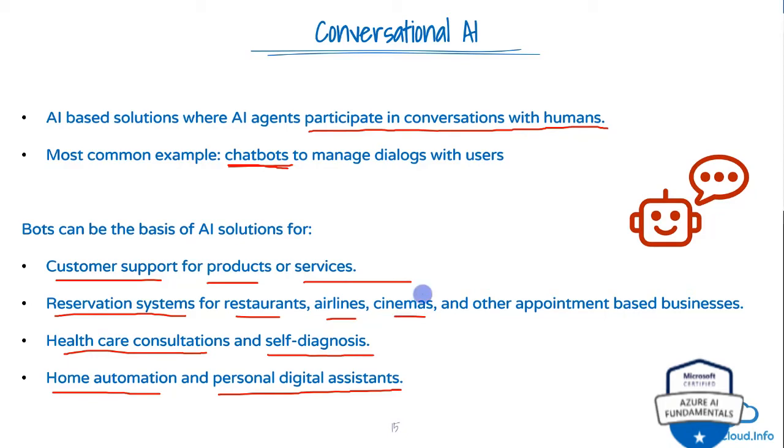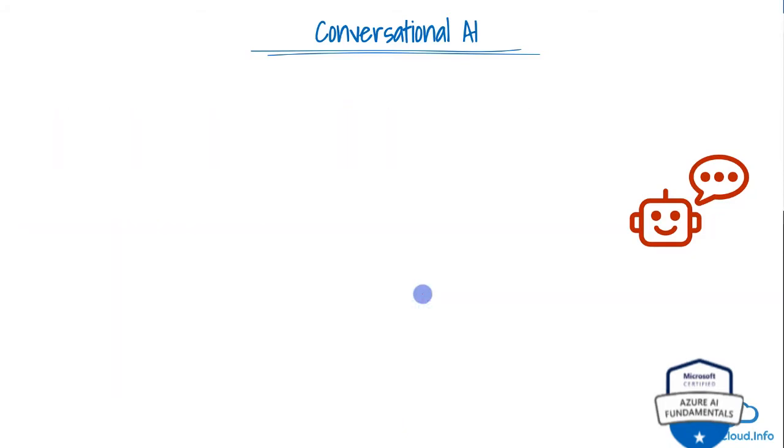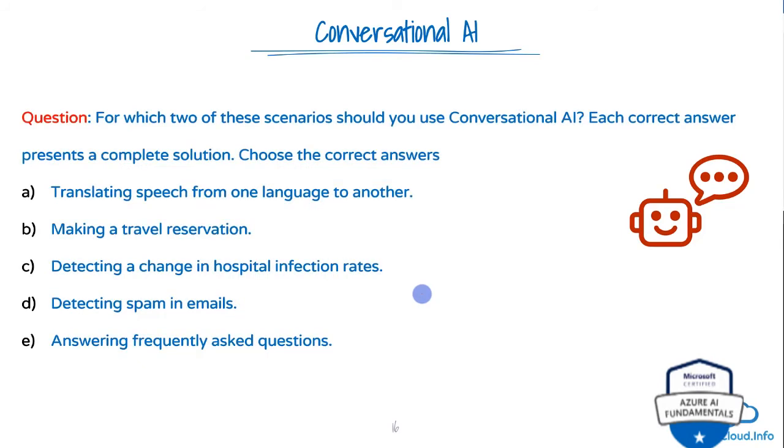So this is a big topic, and once again we are going to have a full module on conversational AI where we will discuss this in detail. And this is another very simple example of a question which you may see in the exam from this particular module. Which two of these scenarios would you use conversational AI? So there are different scenarios here. Which two of these are conversational AI examples? You can maybe stop the video here, think about this, and come back when you are ready.